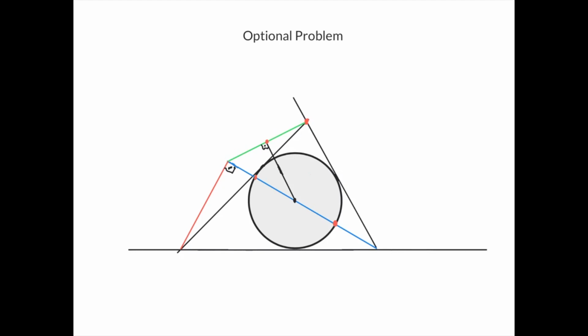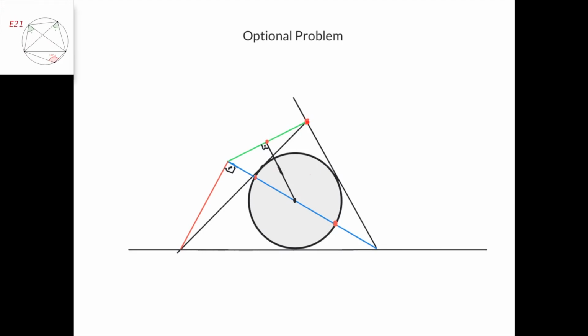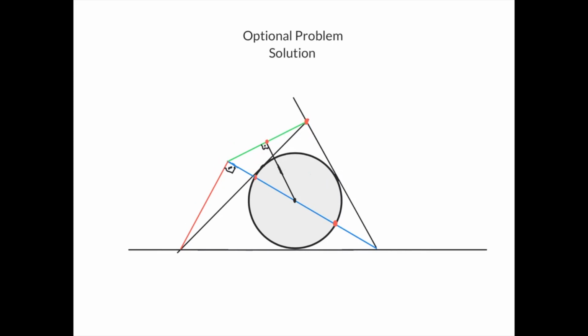And then we drop a perpendicular from the incenter to this line here. And that's how we get the other 2 red points, this point and this point. The objective is to prove that the 4 red points lie on the same circle, that this is a cyclic quadrilateral. And here's the solution.